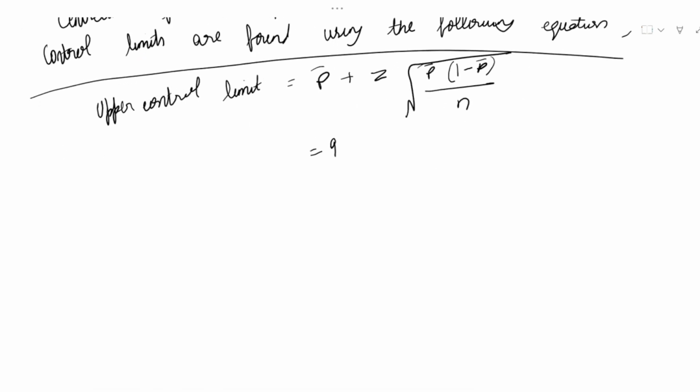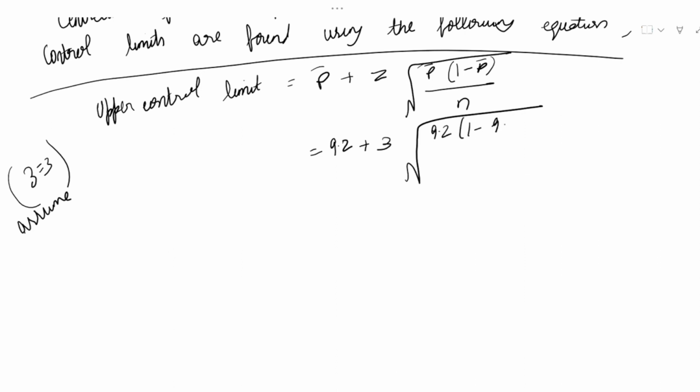This will be 9.2 plus 3. Z is again assumed as 3. Plus the square root of 9.2 into 1 minus 9.2. Okay, I made a mistake, sorry. 1 minus P bar by N.